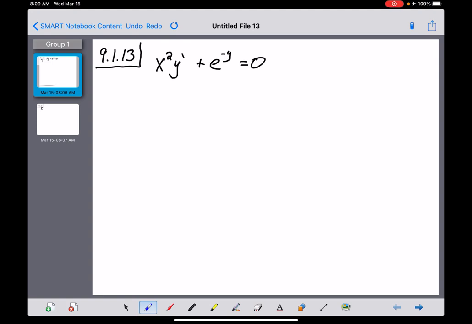9.1 number 13, they've given us this differential equation here, and the directions are a little bit odd. The first sentence here just says to verify that it's separable, but then I think they're kind of showing you how to go about doing that. So I'm going to kind of follow their playbook right here.